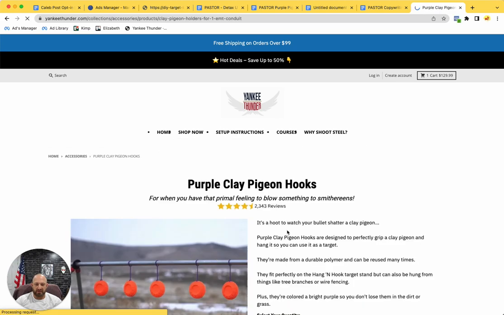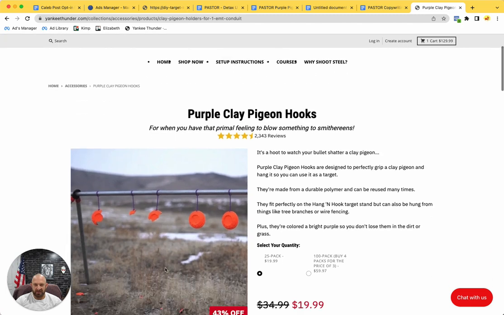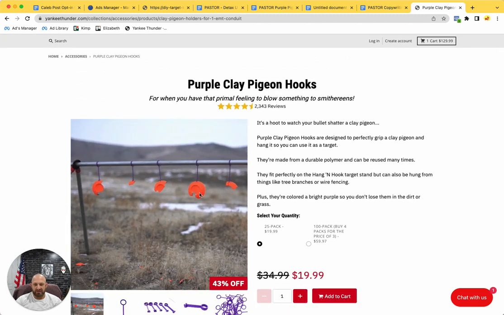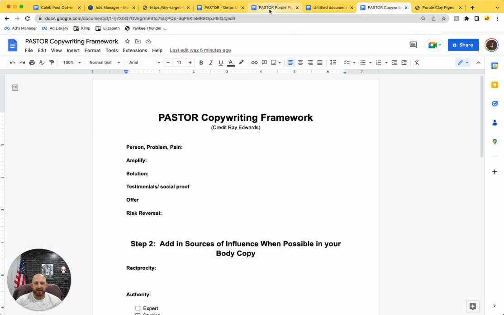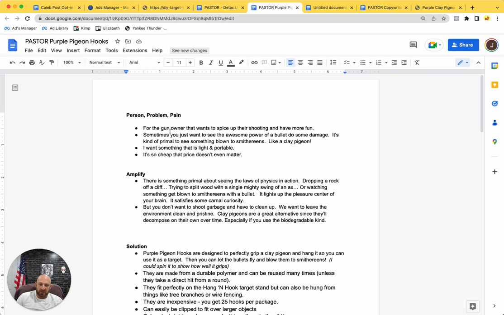They're these purple pigeon clay pigeon holders. They go on a thing, and you can shoot clay pigeons with your rifle and stuff. Cool idea. So what I did is I came up with a pastor document. I wrote down bullet points of things that are interesting that I need to remember.